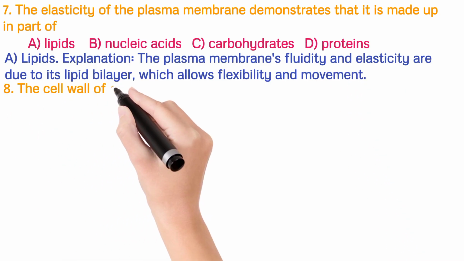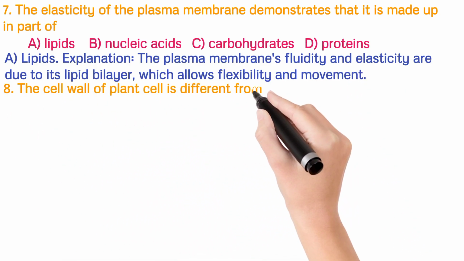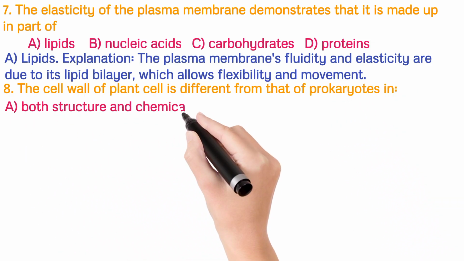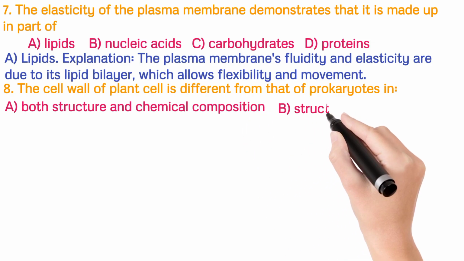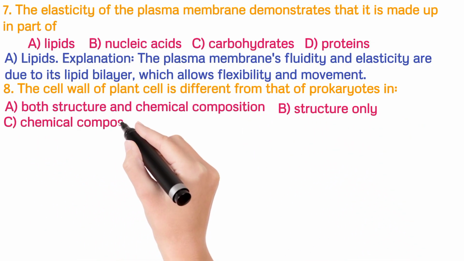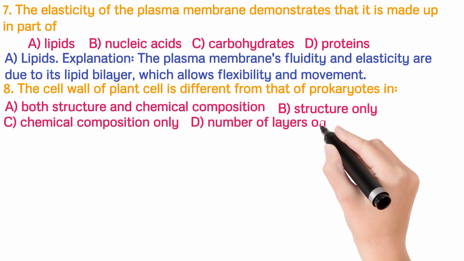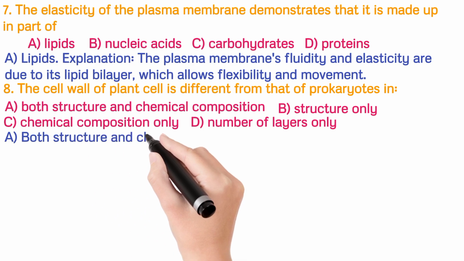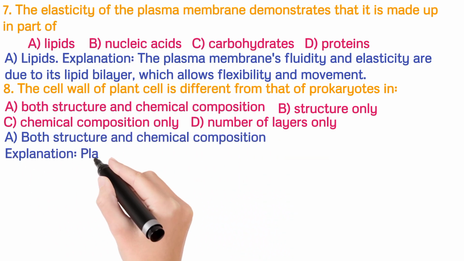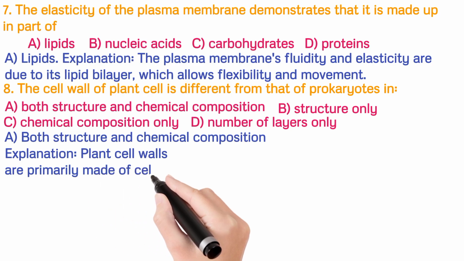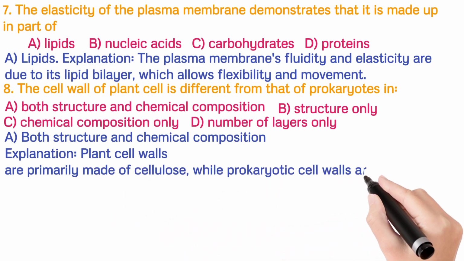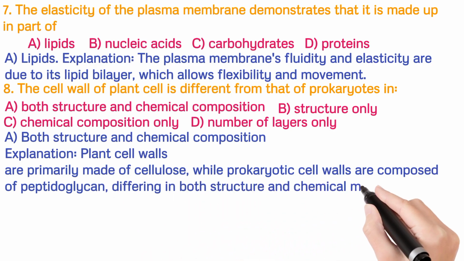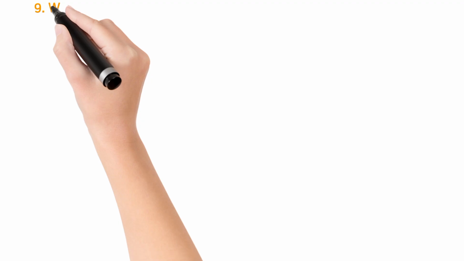8. The cell wall of plant cell is different from that of prokaryotes in A. Both structure and chemical composition. B. Structure only. C. Chemical composition only. D. Number of layers only. And the correct answer is A. Both structure and chemical composition. Explanation. Plant cell walls are primarily made of cellulose, while prokaryotic cell walls are composed of peptidoglycan, differing in both structure and chemical makeup.